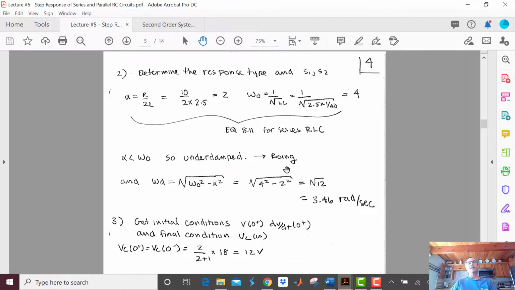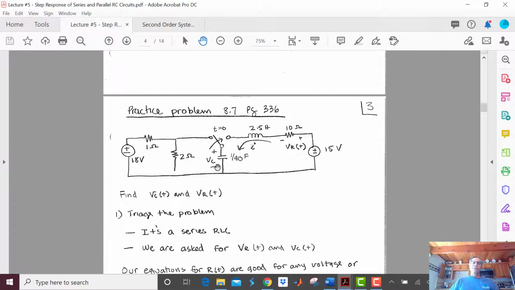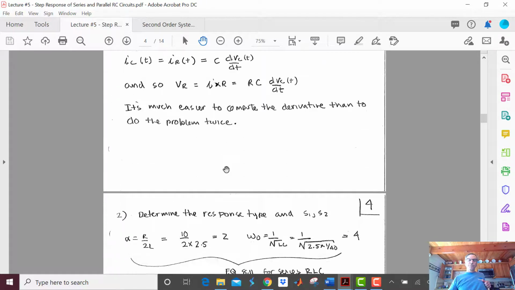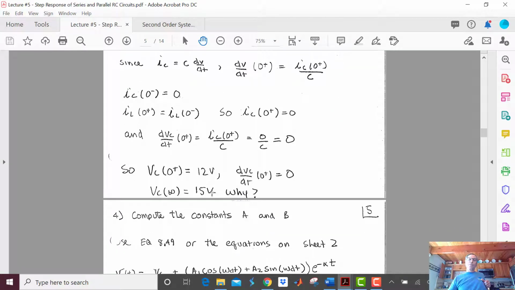VC of infinity, the third thing I need, what's that going to be? So at time equals infinity, this switch is over here, and I know I have no current through the capacitor because I'm at steady state. So that means I have no current in the inductor and I have no current in the resistor. So let's use Ohm's law and the rules to figure out what the capacitor voltage at t equals infinity is. Start at 15. Go down 10 ohms times 0 amps, and I have 15. My rule says there's no voltage across an inductor at steady state, so now I'm 15 here. So my capacitor voltage at time equals infinity is going to be 15 volts. And here we go, and that's the why.